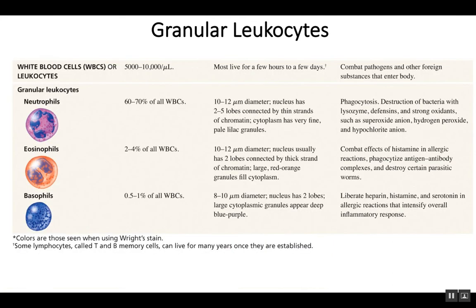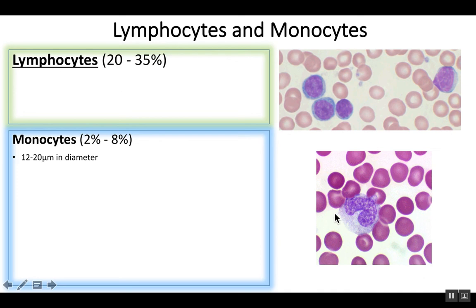Here's a review table of the granular leukocytes we just covered. Neutrophils, eosinophils, and basophils. This would make a very good study slide. Understanding the difference in what they look like, their normal circulating percentages, and their functions. In the next video, we're going to begin our discussion of the agranular leukocytes.